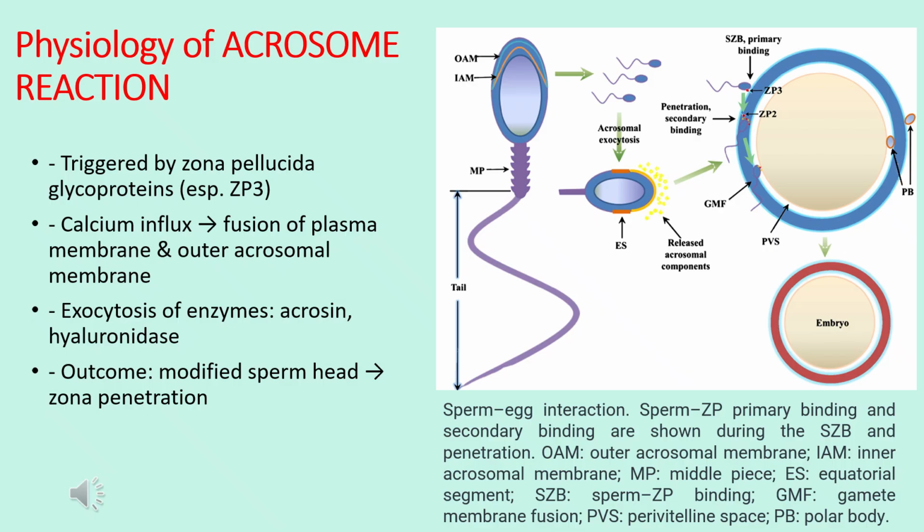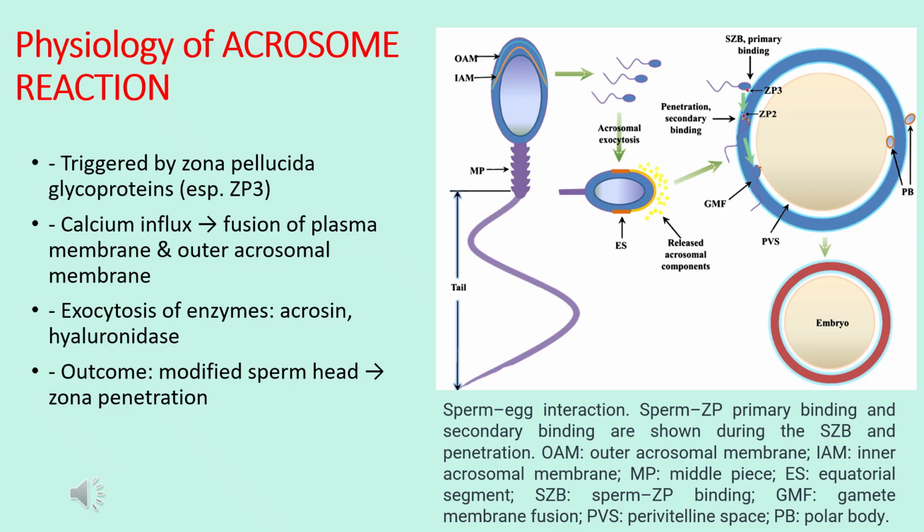Primary binding, which is sperm-ZP binding before acrosome reaction, is mediated mainly by ZP3. ZP3 acts as the primary receptor for sperm on the zona surface. It binds to complementary molecules on the sperm plasma membrane. This binding triggers the acrosome reaction.